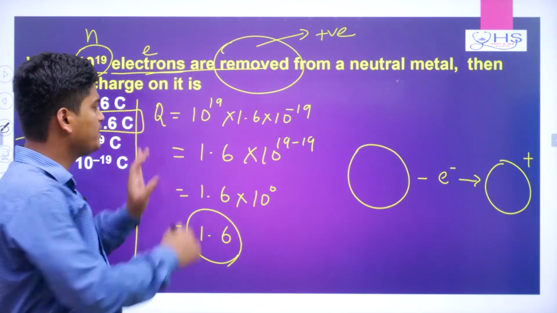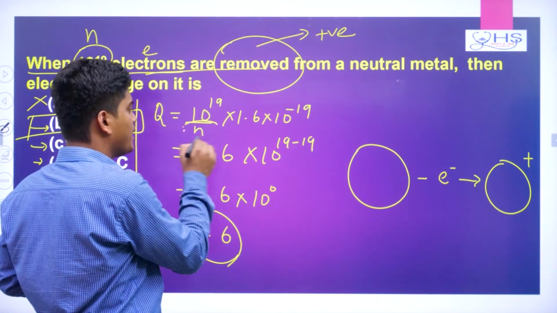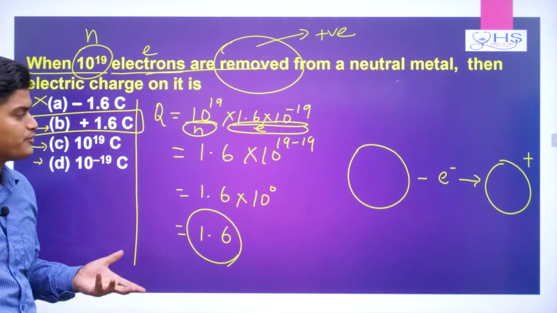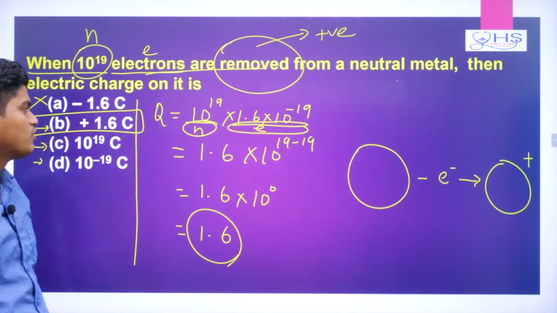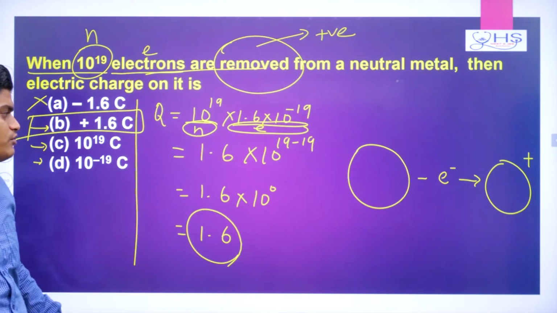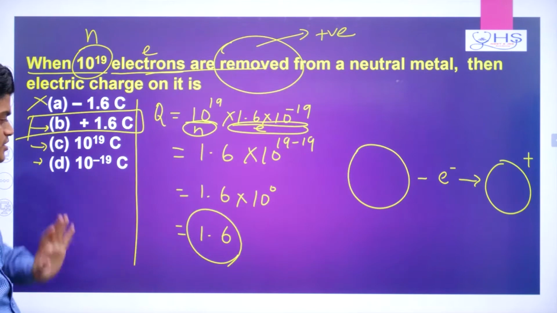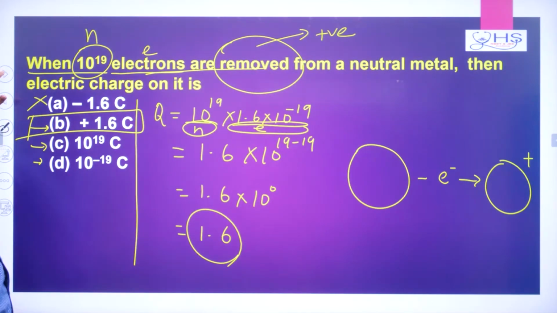And how to find the charge? This is your number N and this is your electronic charge e, the minimum amount of charge. So Q equal to Ne. So 1.6 into 10 to the power 19 minus 19 is coming, so the answer is 1.6. I will go to the next question.